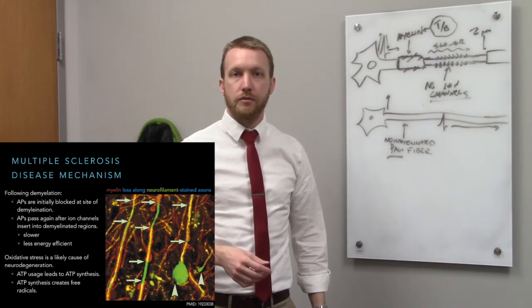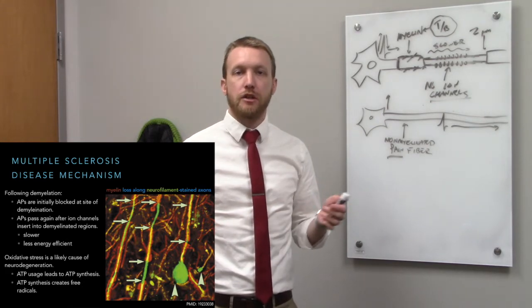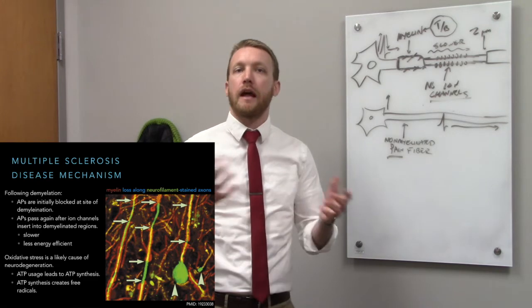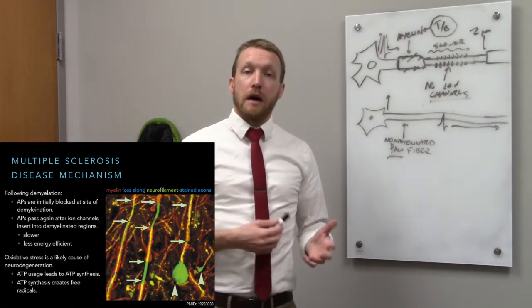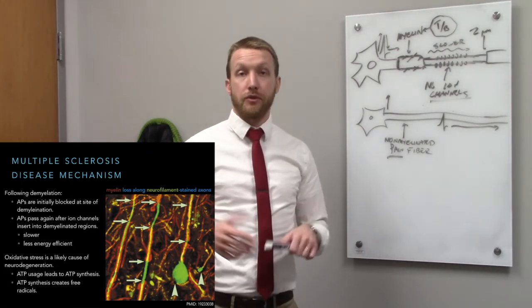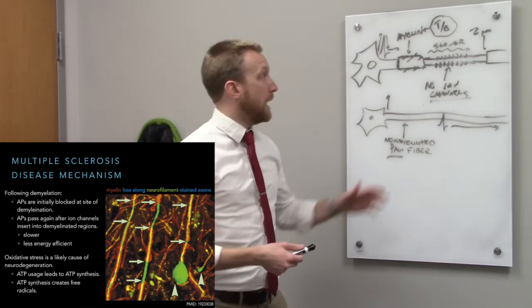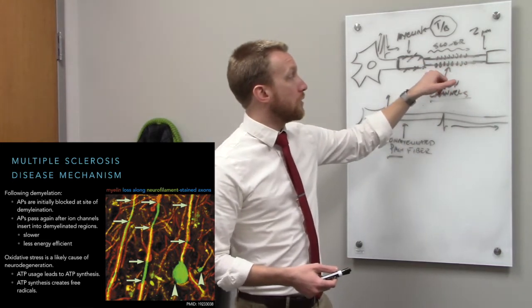micrograph here. So we're looking at, in green, just neurofilaments. That's just showing us where neurons and their dendrites and axons are. In this case, we're looking at axons because we're also looking at myelin. So myelin is shown in red. And you'll notice there are areas of the axon where we have exposed green. Those are demyelinated regions.